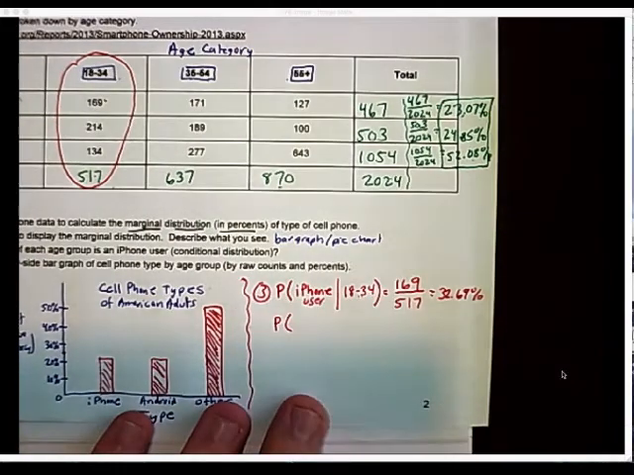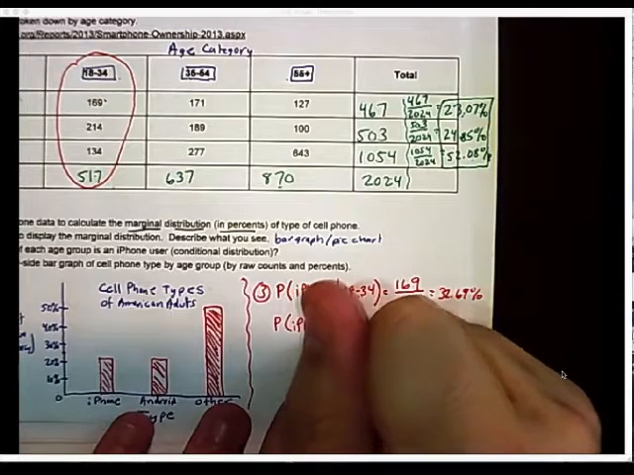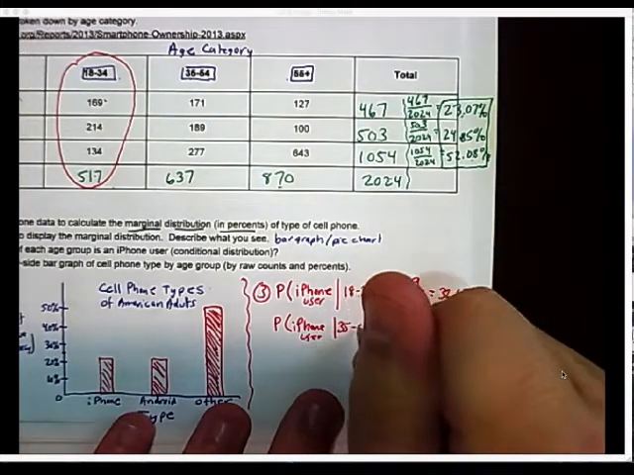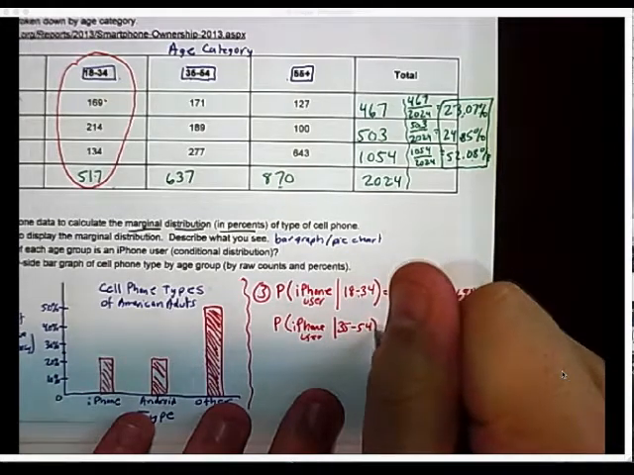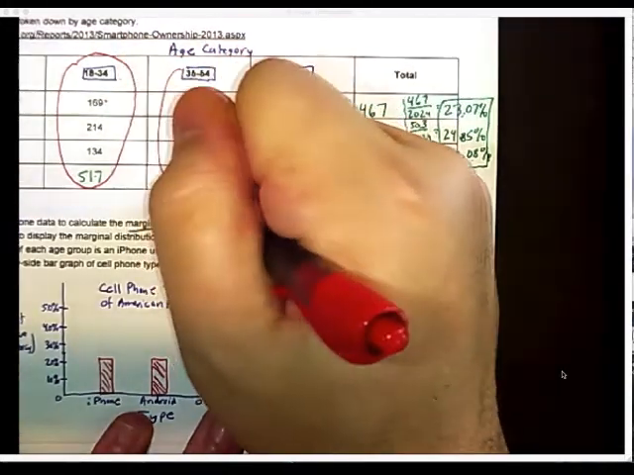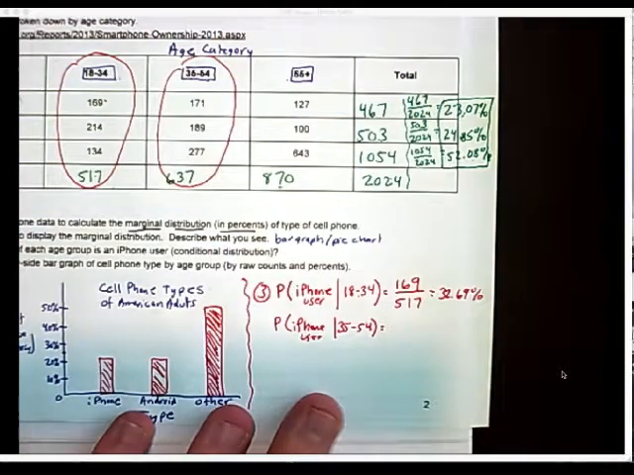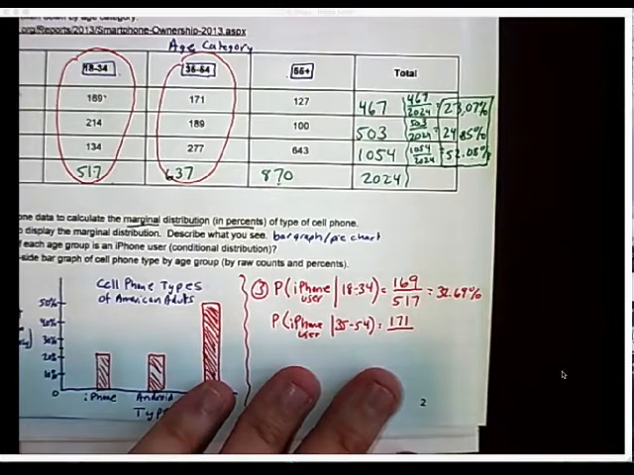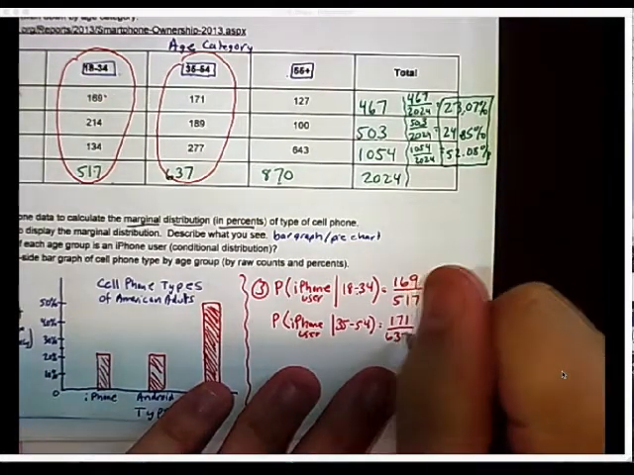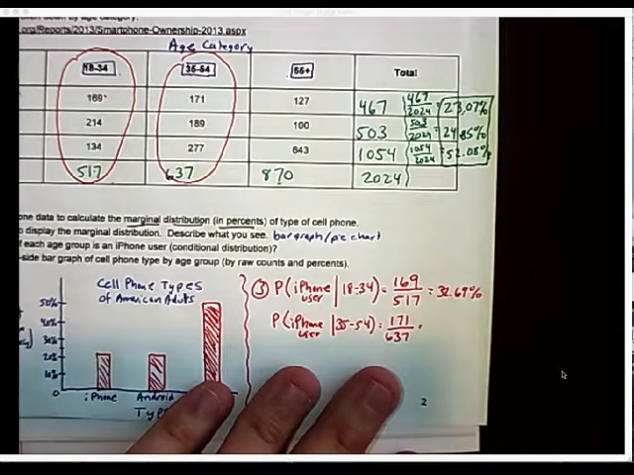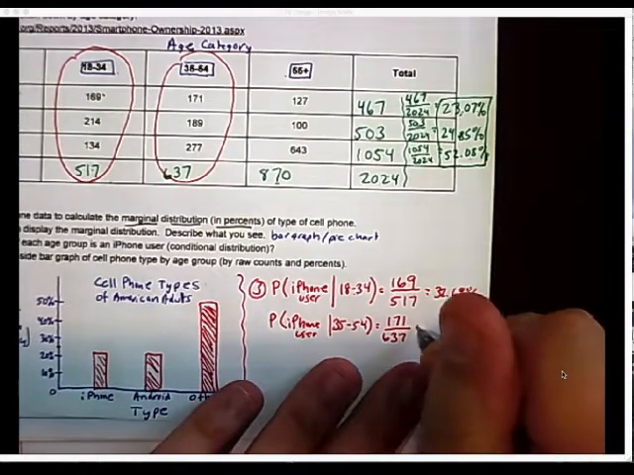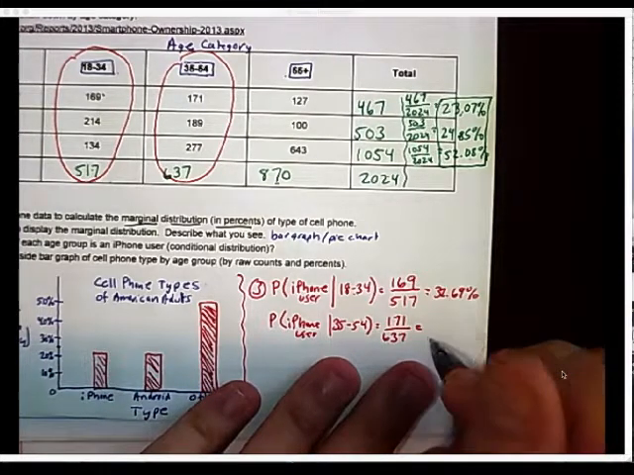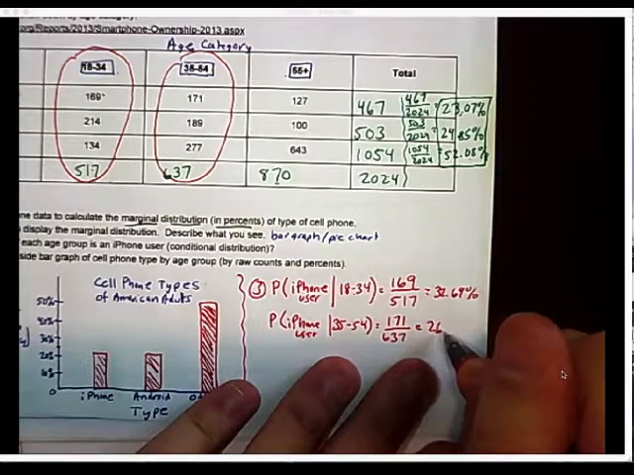Let's find the probability that the person's an iPhone user given that they're in the 35 to 54 age group. Okay, so now we're going to focus our attention on this column. Of those, there's 171 iPhone users out of 637. So even though there's more users in the 35 to 54 age group, there's a smaller percentage, 26.84%.